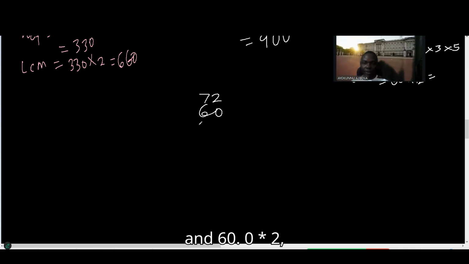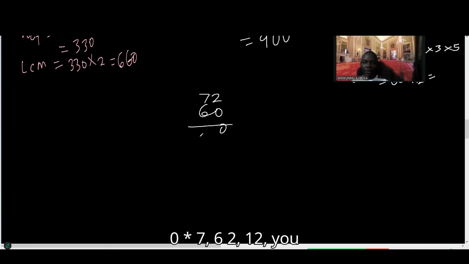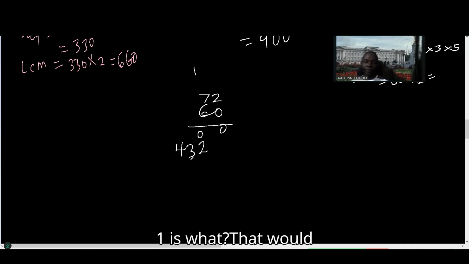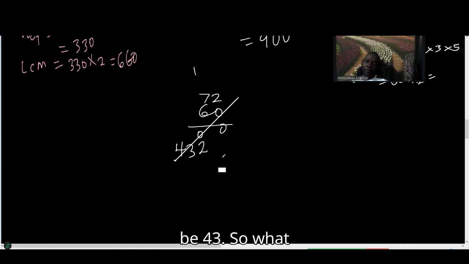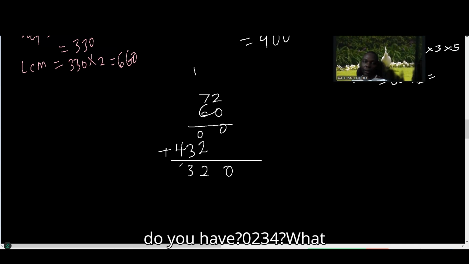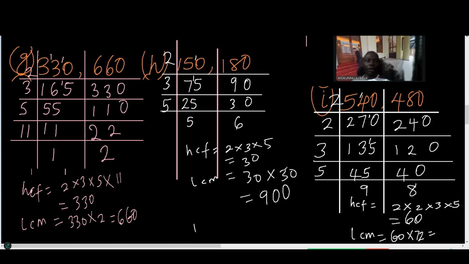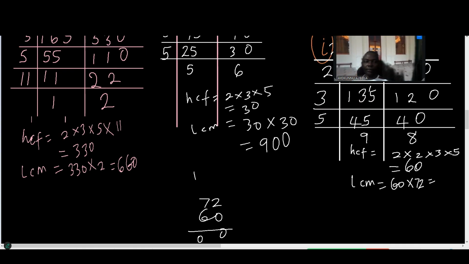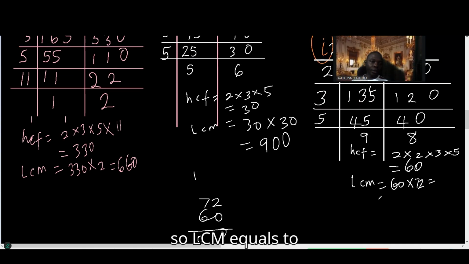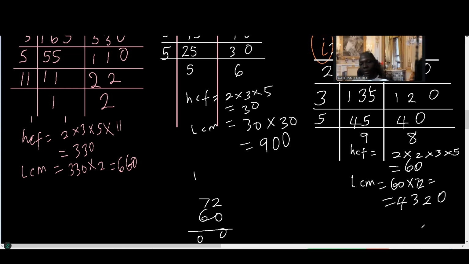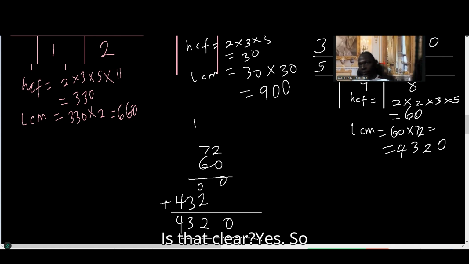72 and 60. 0 times 2, 0 times 7. 6 times 2, 12, you keep 1. 6 times 7 is 42. 42 plus 1 is what? That will be 43. So what do you have? 0, 2, 3, 4. What's the LCM? 4,320. So LCM equals 4,320. Is that clear? Yes.